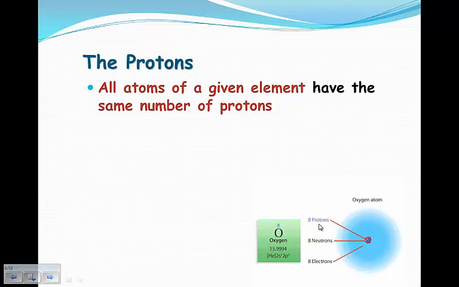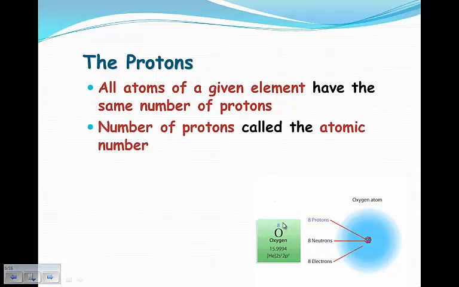Now, in a neutral atom, the number of protons is going to equal the number of electrons. They are going to have the same number of protons and electrons in a neutral atom. In this case, it shows that there are 8 neutrons, but that's not always the case. The number of neutrons can vary significantly, but remember, the protons and the electrons are going to match each other in a neutral atom. And again, this number right here is called the atomic number. That is the number of protons.